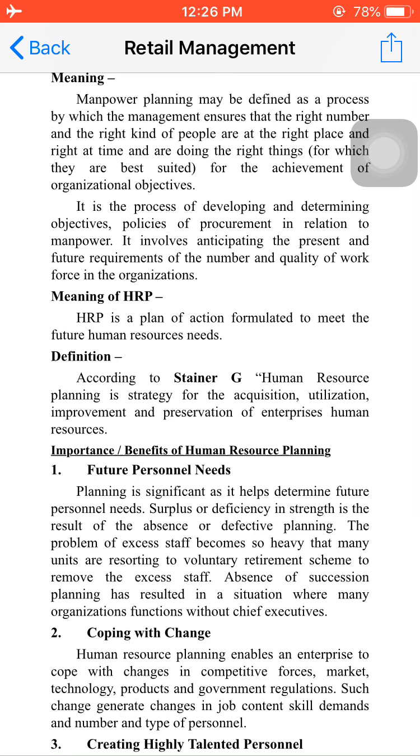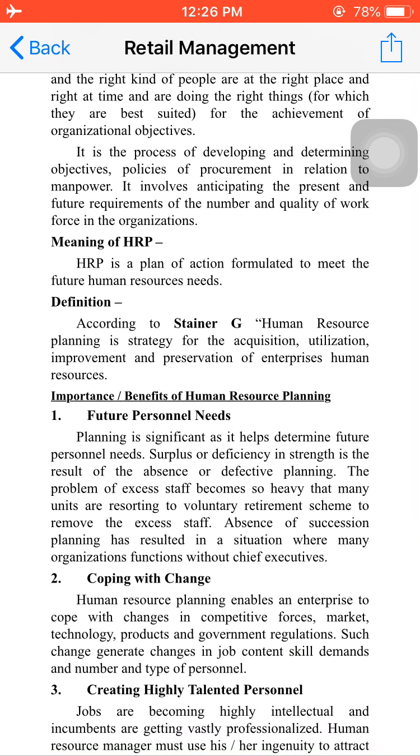HRP, that is human resource planning, is a plan of action formulated to meet future human resource needs. As I said, planning is nothing but a predetermined course of action, in the sense you anticipate or predict your future. You can't just go and recruit a person on the day you need one. Say, for example, if some person quits your organization today, it is better to keep a person in reserve as soon as he quits. If the person quits today and only then you go searching, there will be a gap, right? So it is nothing but having a predetermined course of action. That is what human resource planning says.